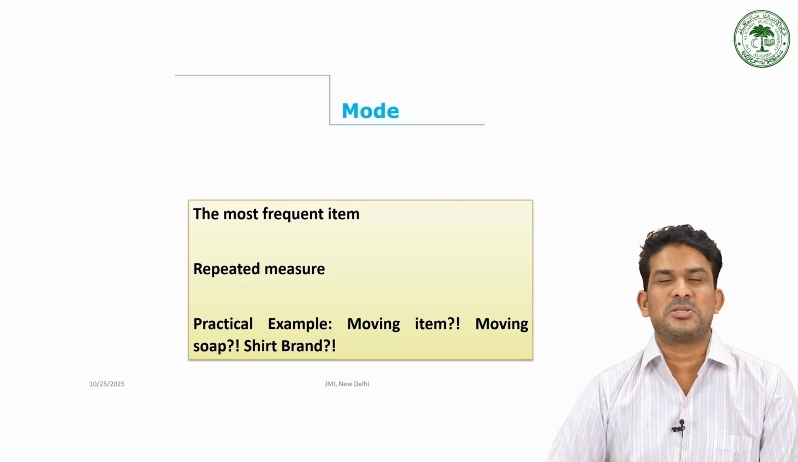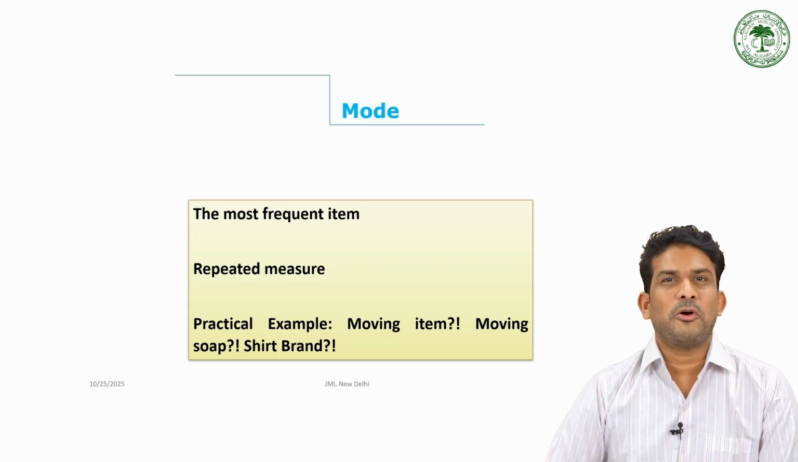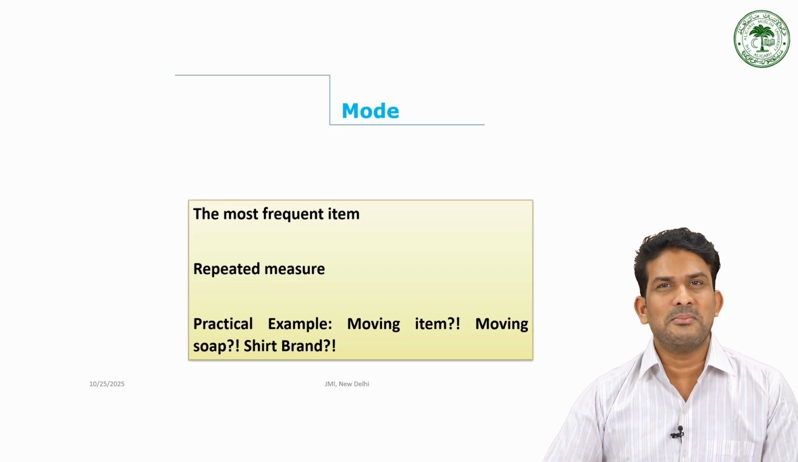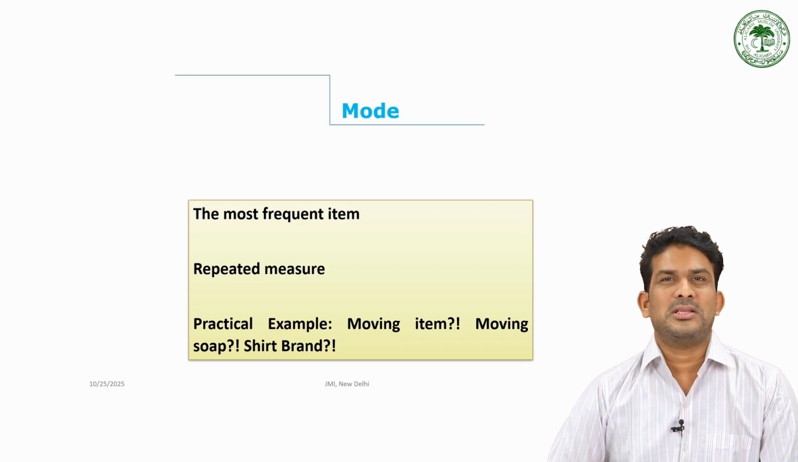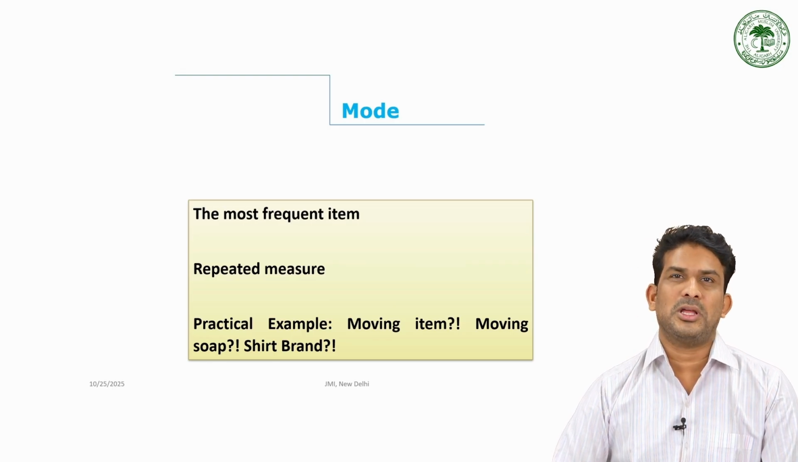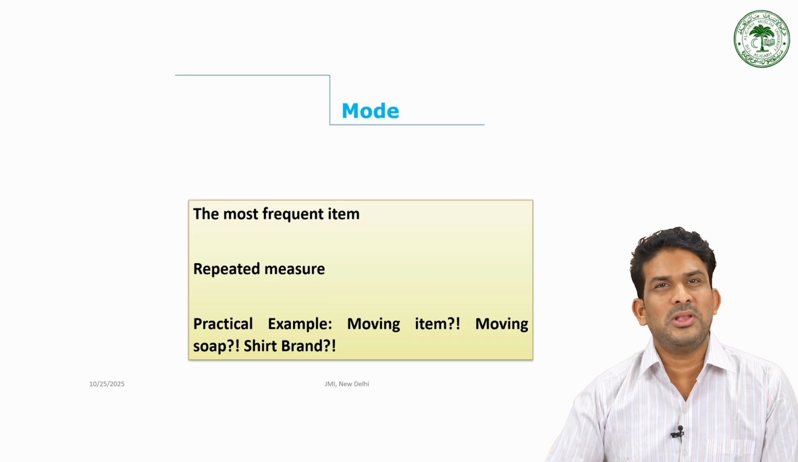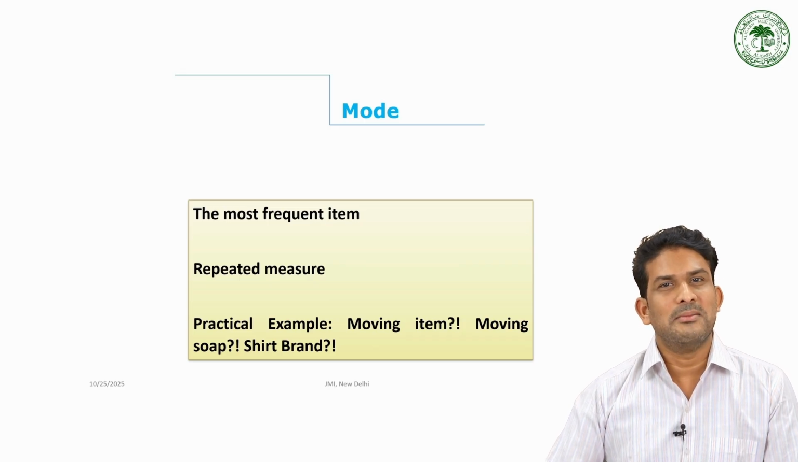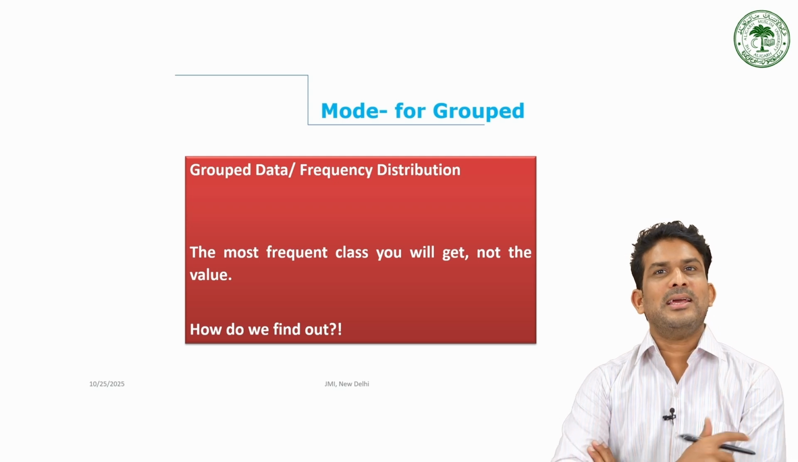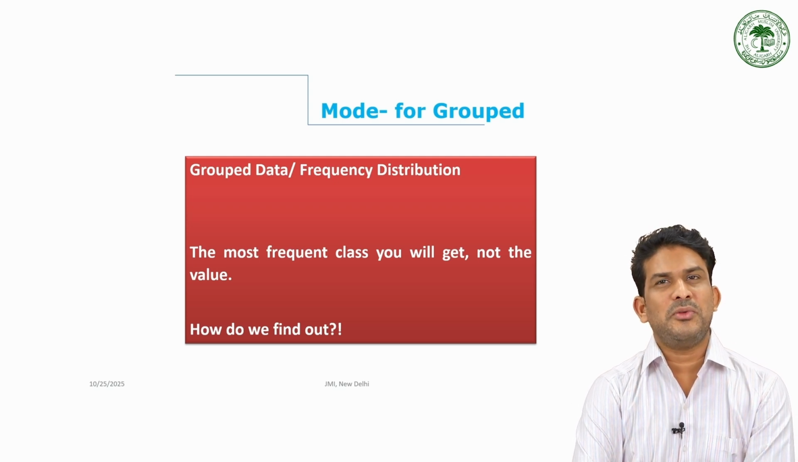Which brand is most moving? Which soap is purchased by people repeatedly? Which is the most moving chocolate? This way we ask for specific information about a product or service. That is actually the idea behind the mode. Got it? In raw data, how do we do that?